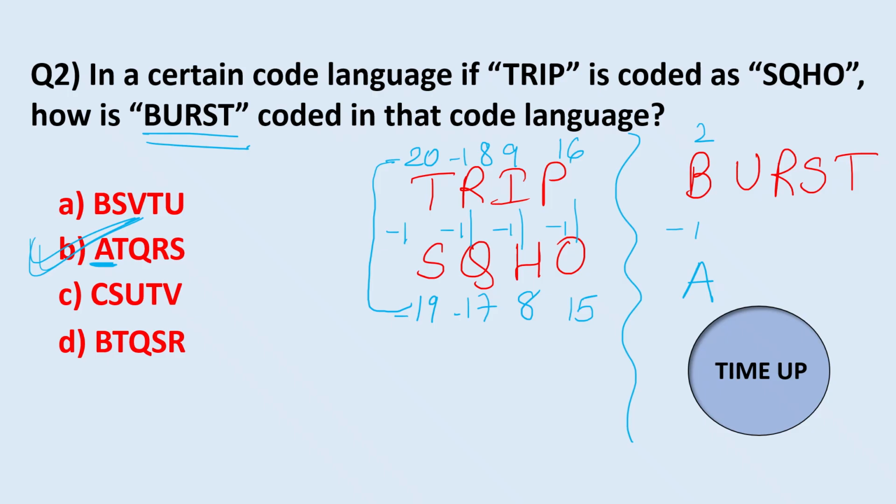So U's place value is 21. Minus 1 when you do, you'll get T. That is 20, correct? R's place value is 18. Minus 1 when you do, what will you get? You'll get Q. S's place value is 19. Minus 1 when you do, you'll get R, correct? T's place value is 20. Minus 1 when you do, you'll get S. So this is your answer, correct?